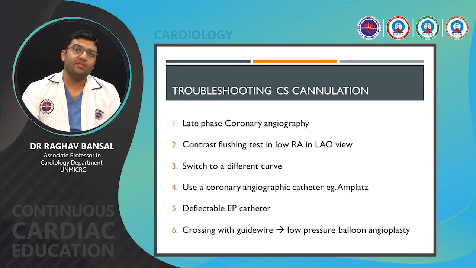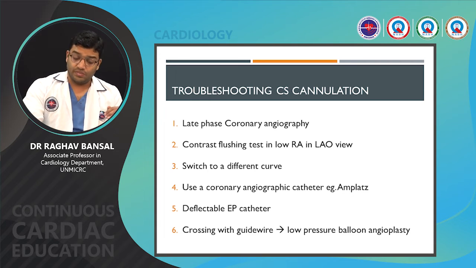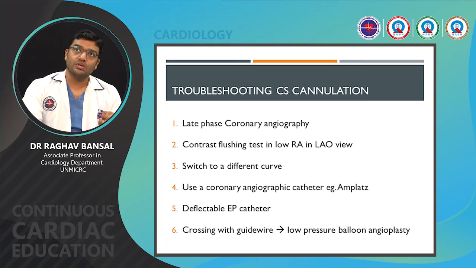And crossing with guide wire, if you are able to cross with a guide wire into the CS but not able to pass the sheath, you can always use a balloon support. You can inflate a small balloon inside the CS, and with that support you can push the sheath inside the CS, or you can also do a small balloon angioplasty there if there is a stenosis there.